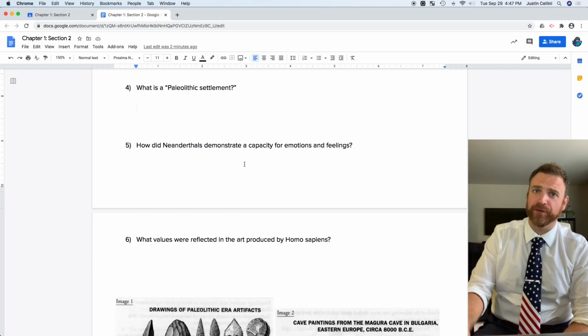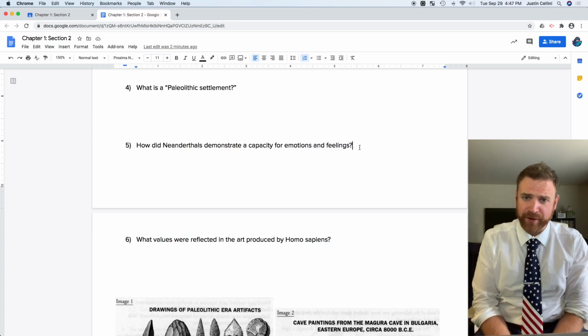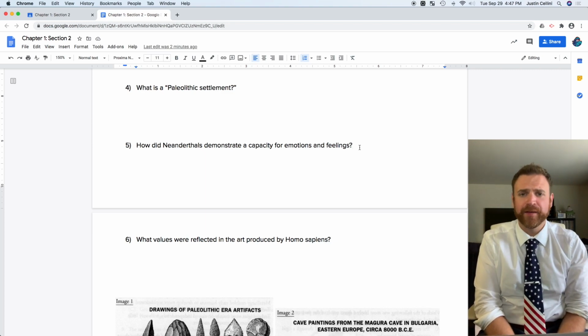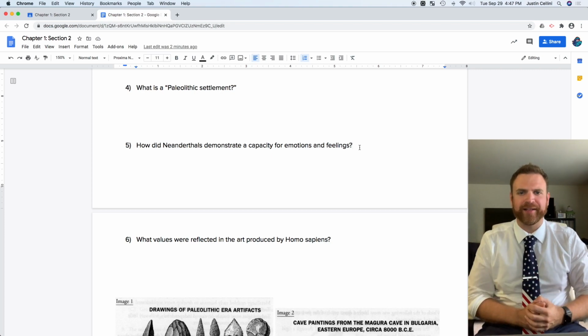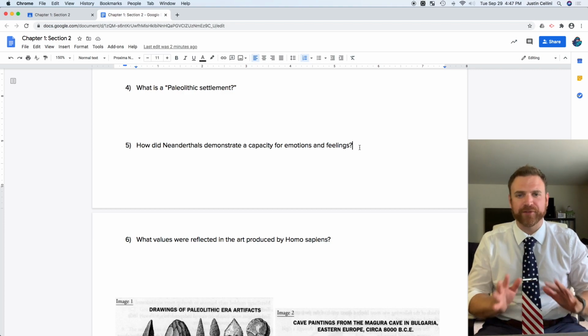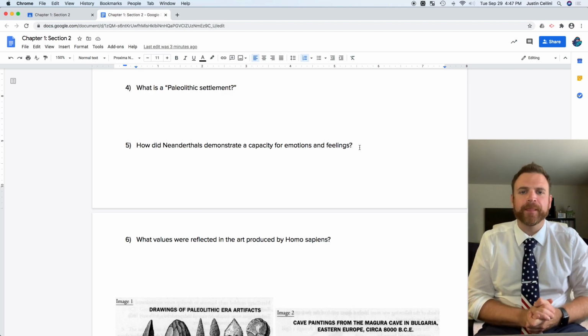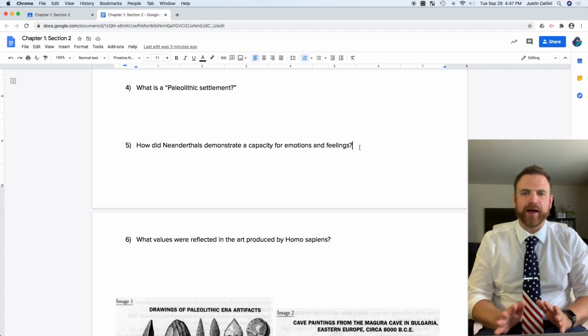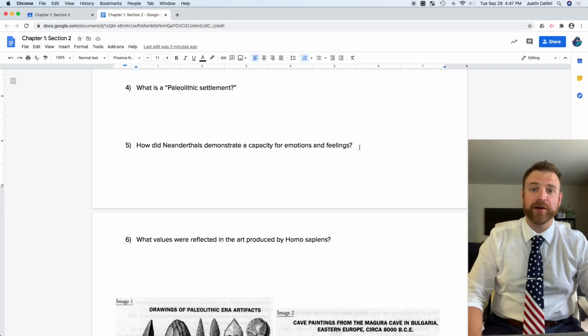How did Neanderthals demonstrate a capacity for emotions and feelings? We didn't talk much about Neanderthals, but for a considerably long period of human history, there were multiple human species on the planet at the same time. Neanderthals and Homo sapiens. Neanderthals primarily concentrated in what you call Western Europe today, like France and Germany. Okay, and archaeologists discovered that the Neanderthals buried their dead with great care. Perhaps their arms were crossed. There was evidence of flowers being buried with them.